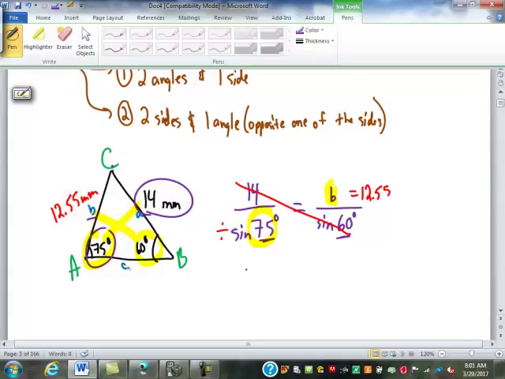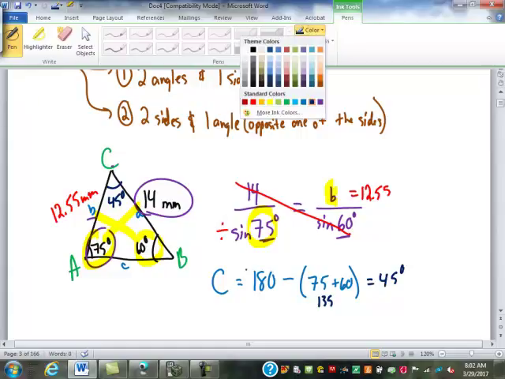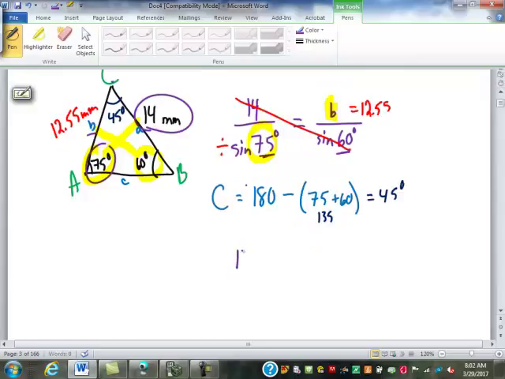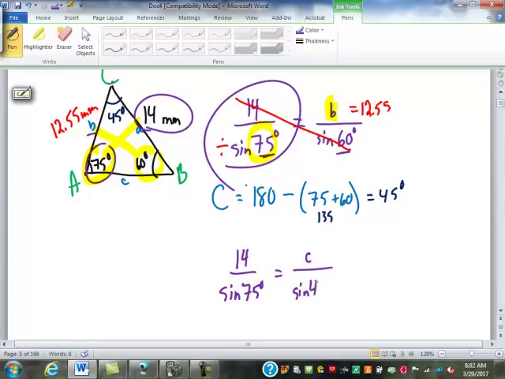Now, we need angle C and side c. Whenever we know two angles, we always know the third angle. So angle C is just going to be 180 degrees minus the 75 and the 60. Well, 75 plus 60 is 135. 180 minus 135 is 45 degrees. So that tells us that this angle here is a 45 degree angle. So now we can find side c. We're back to using our 14 over the sine of 75. We're looking for side c over the sine of 45 degrees.